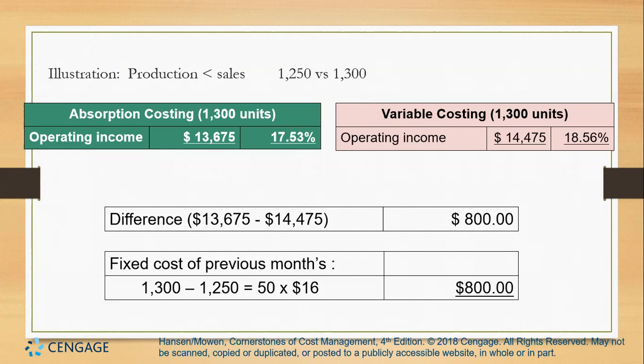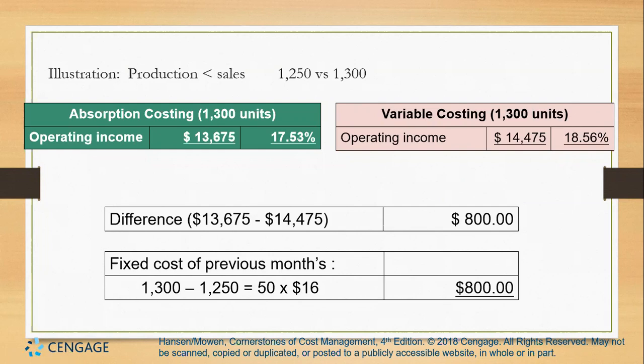1,300 minus 1,250. We have an inventory difference of 50. Sales is now higher than production, so we have used 50 units taken from the previous month's production. At 16, the fixed factory overhead explains the difference of $800, the difference between the two methods of costing.